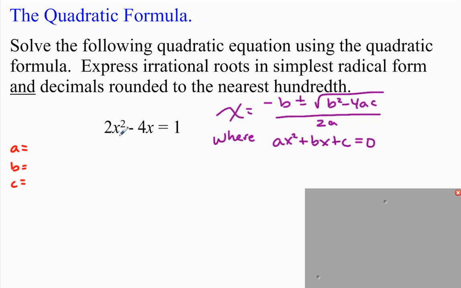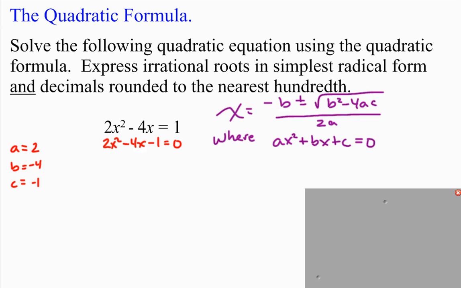Of course, I can't identify a, b, and c yet because it's not in what we call standard form. It's not set equal to 0. So set it equal to 0, get 2x squared minus 4x. We have to subtract the 1 from both sides, equals 0. Now I can identify that a is 2, b is negative 4, and c is negative 1.